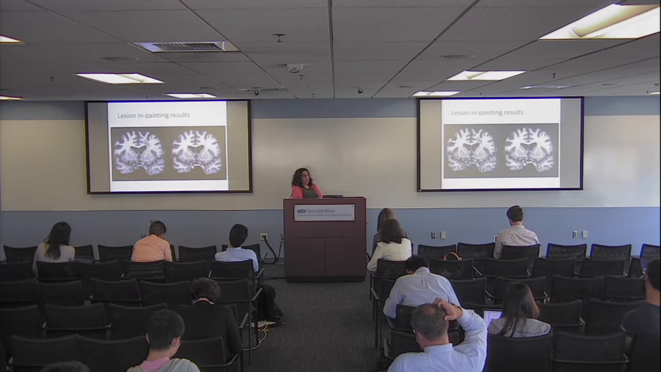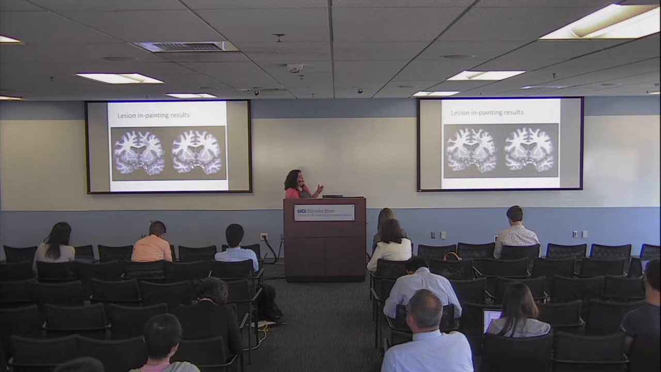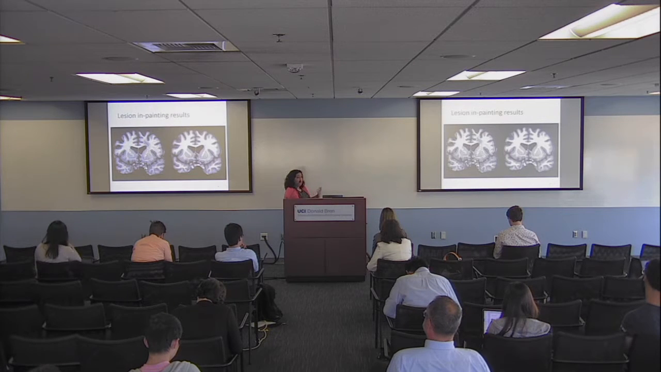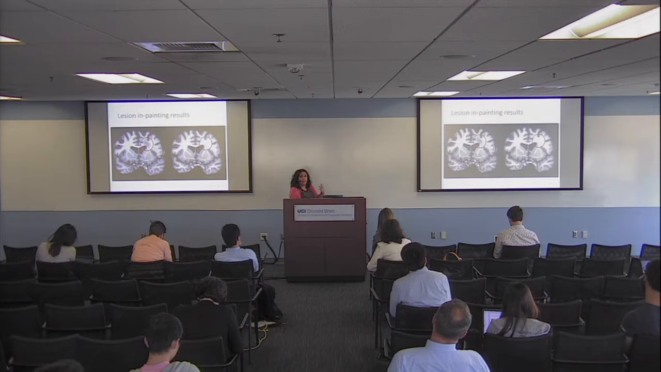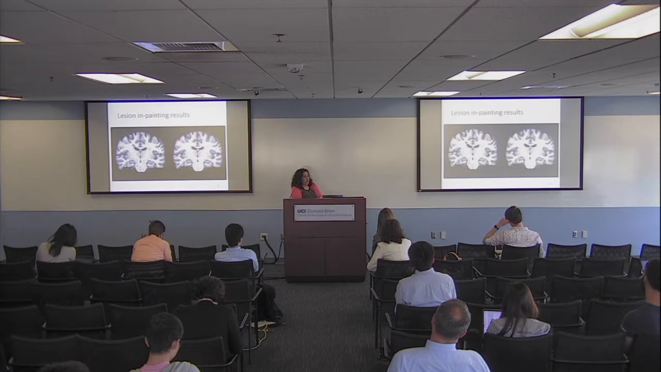So here's what this looks like in practice. On the left is a real image, as in it's acquired, of a multiple sclerosis patient. You can see a large lesion up here, and on the right is my synthesized image, where I didn't segment the lesion, I just did this in-painting without going through that at all. I'm going to show a couple more of these.